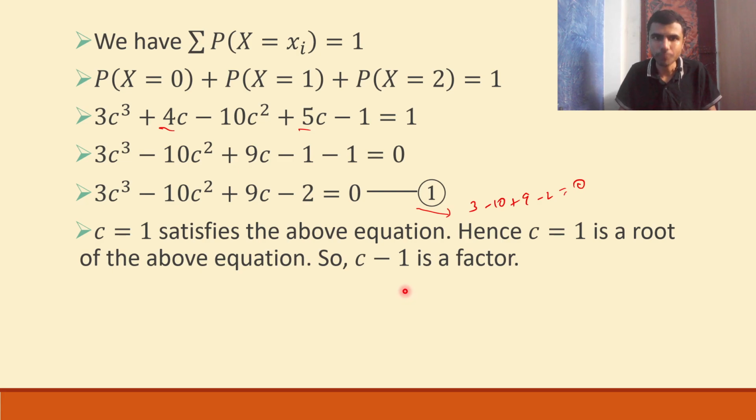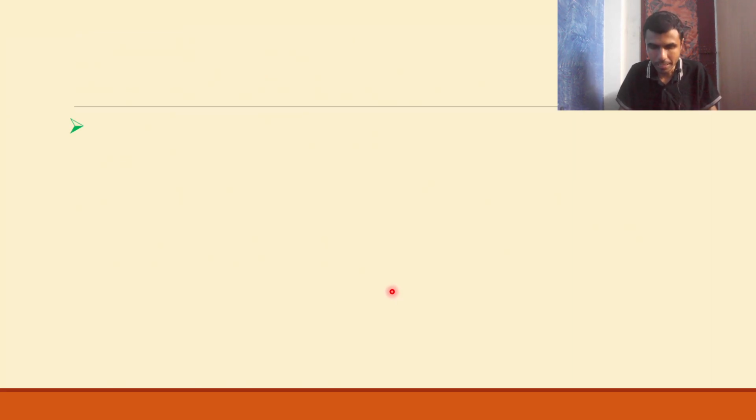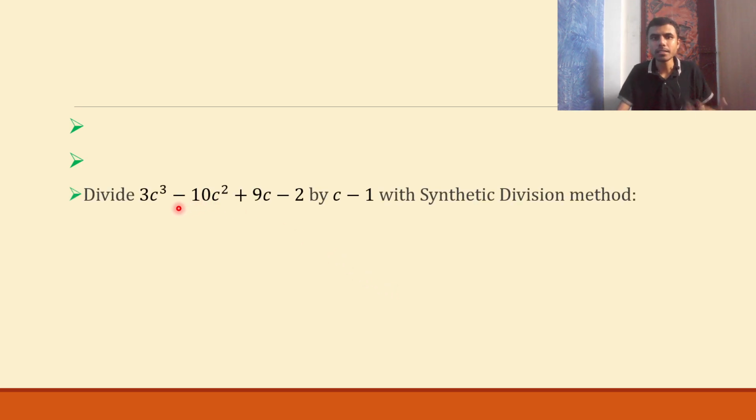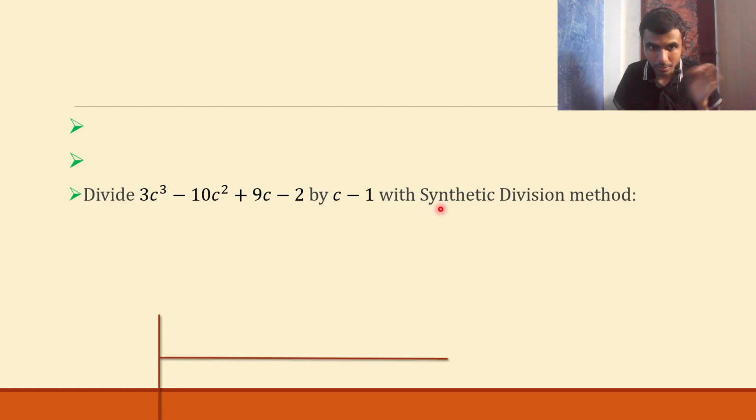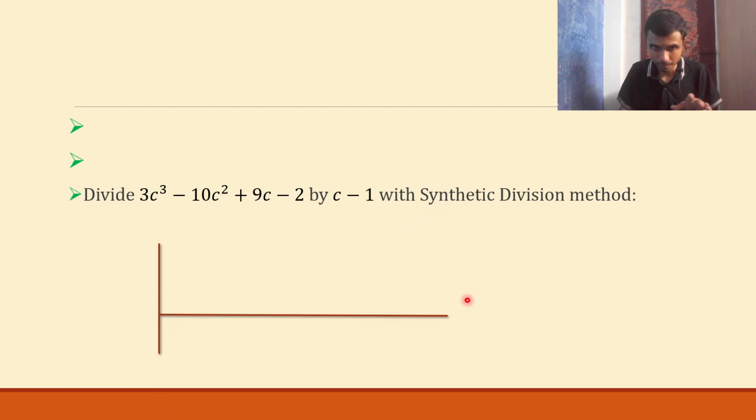If you'll do that, you can find out the remaining. How? Check it out. Divide 3c cube minus 10c square plus 9c minus 2 by c minus 1 with the synthetic division method. Now what is this method? Listen carefully. In this method, we'll put two lines like this.